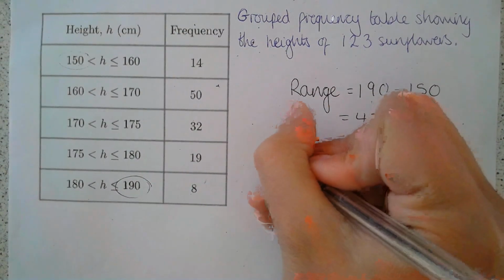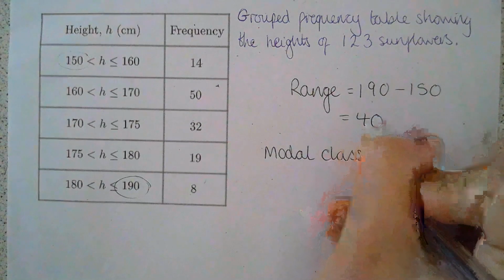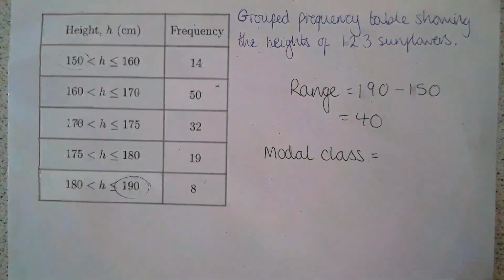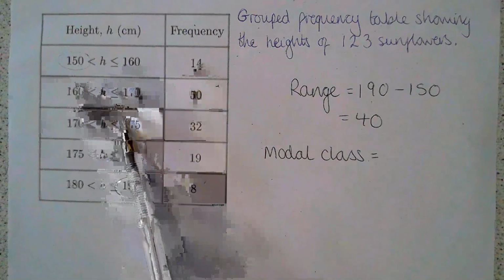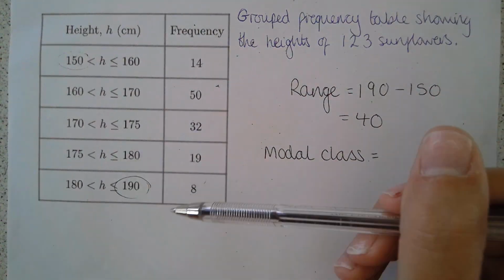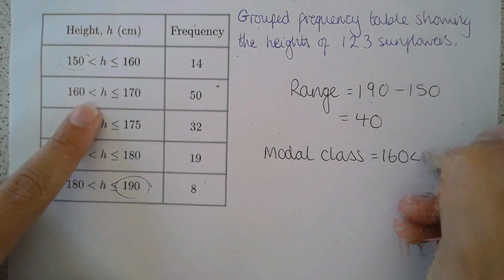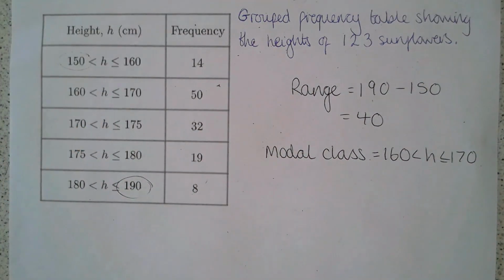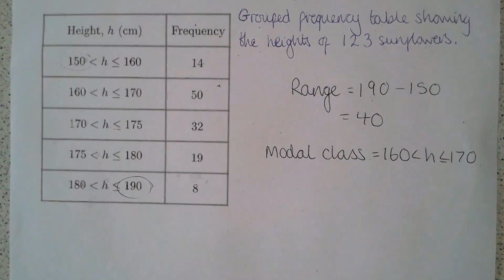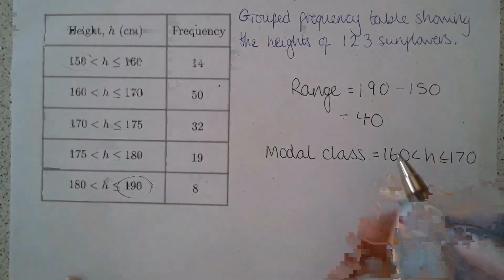So we're then going to look at the modal class. The mode means the most, so most common, the most popular section or most popular class. The one with the highest frequency is 160 to 170. So that is the most popular section. And then we need to look at the median and the mean.